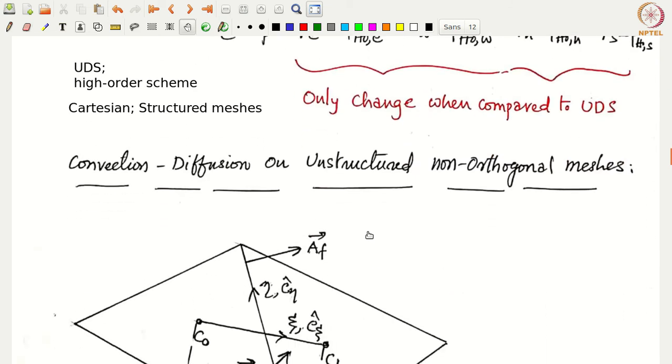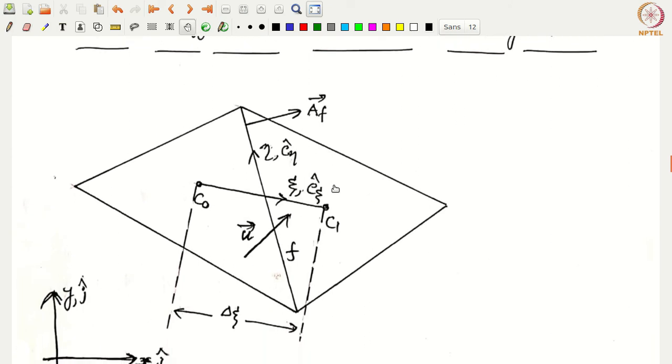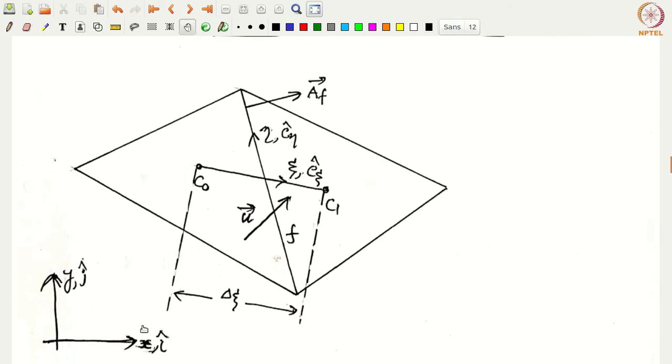All right, so as usual, we have our two cells. Let's say this is the C0 cell and this is the C1 cell, and the vector connecting them would be the xi direction, and the direction along the face would be your eta direction. We have these two unit vectors, that is e xi and e eta, and we of course have the global coordinates, x y and i hat and j hat, and the face normal vector is A_f bar. In addition, because of convection we have some velocity field u bar. Let's say this is the velocity vector in the flow field, and this is known.